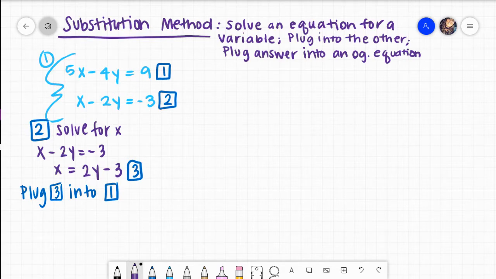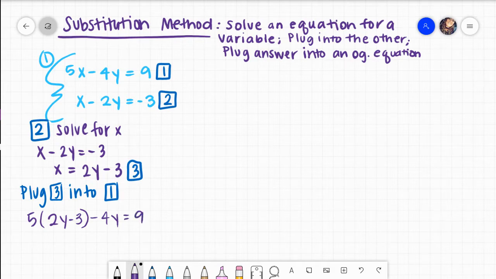So plugging 3 into 1, let's look at my equation 1. I have 5x minus 4y equals 9. Well, for equation 3, I have it solved for x. So what I have is 5, open your parentheses. Your answer is going to go into that, okay? It's going to be 2y minus 3, close. Look back up at equation 1. What I have left is minus 4y equals 9.